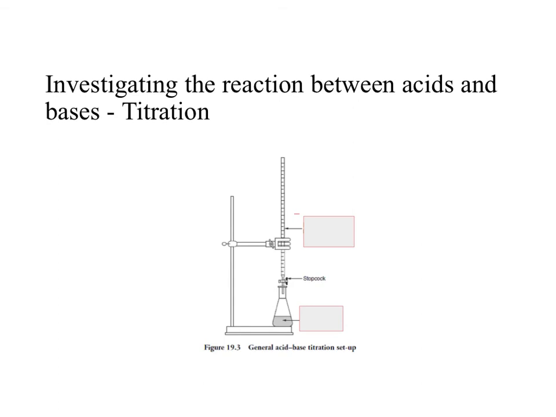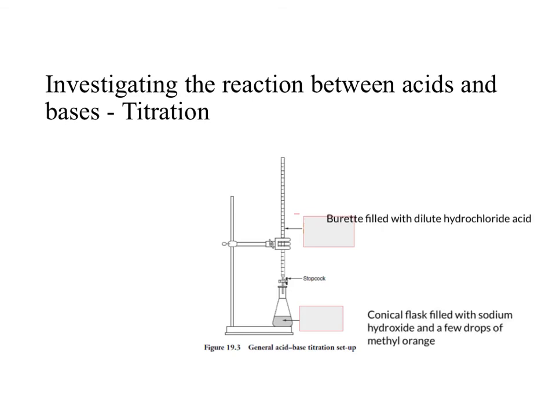So for this titration reaction, we have a piece of equipment called a retort stand that has a clamp attached to it. The clamp is holding up a glass tube that's called a burette. Down below we have a conical flask that's filled with sodium hydroxide, which is our base, and it's also filled with methyl orange, which is our indicator. So we just have a few drops of methyl orange, that's all we need. Then we have our hydrochloric acid up the top that's being held inside the burette.